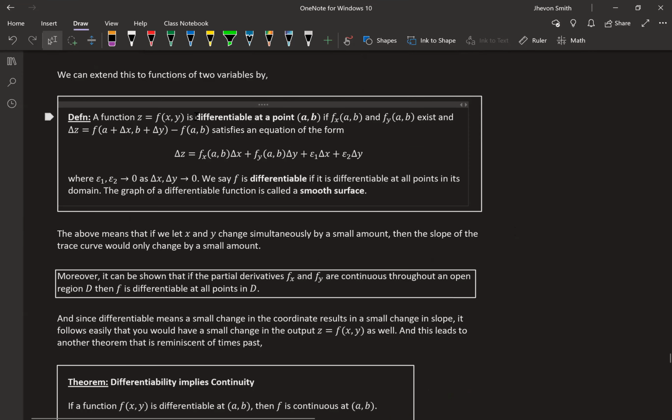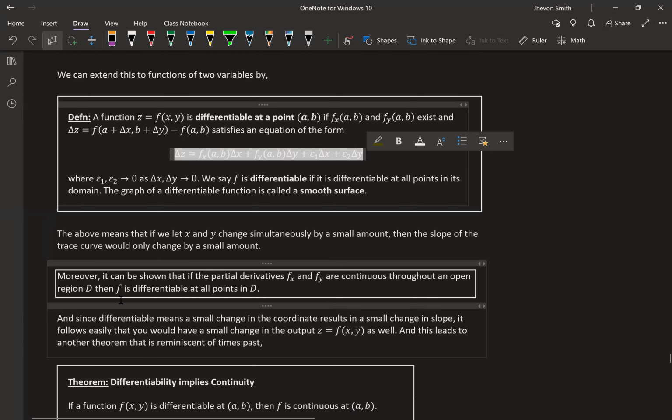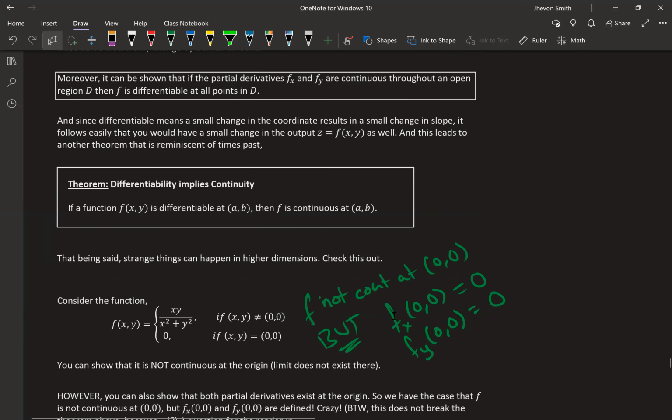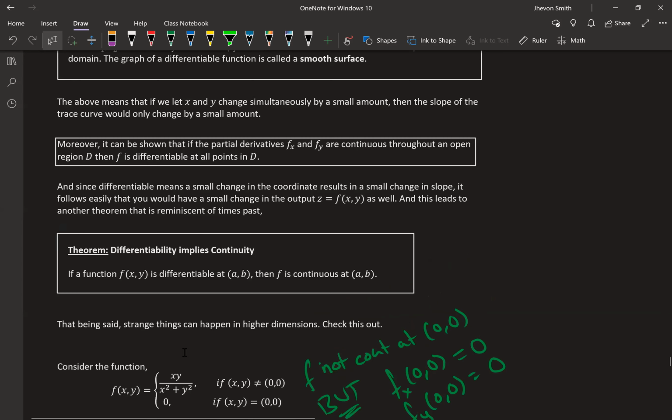Basically, you can say a two-variable function is differentiable at a point if this equation holds. And you can say something like, if all partials are continuous throughout an open region containing a point, then it's differentiable at that point. The issue with these guys was they weren't continuous on an open region containing (0, 0). They were literally only continuous at 0 and along a line passing through 0, not in an open region. So that's why this weird example shows up here.